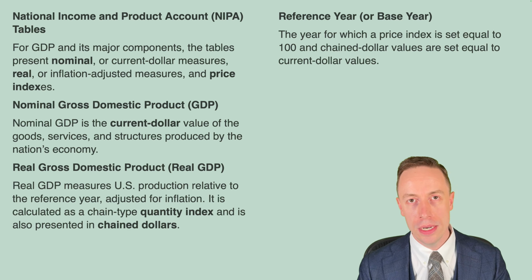Let's discuss a little bit what this looks like in real life. In the previous module, we looked at table 1.1.5 of NIPA, the big GDP table. And you can see, for example, for the years 2021 and 2022, we have GDP measures of 23.594 trillion, increasing in 2022 to 25.744 trillion.